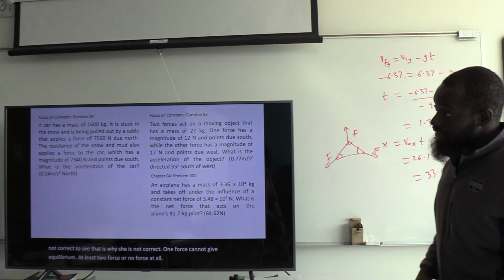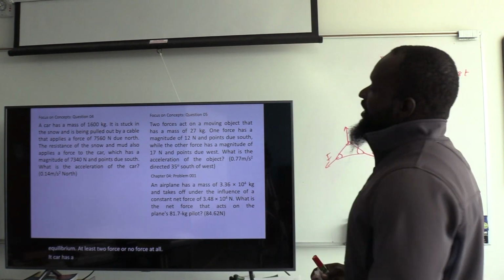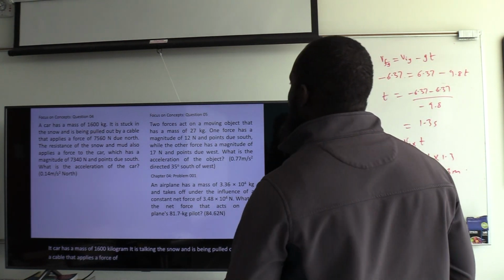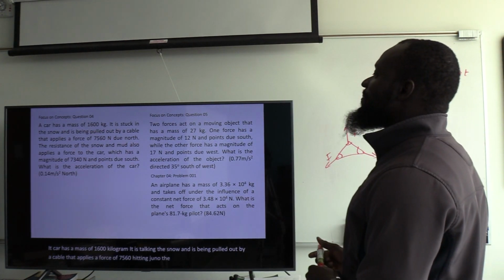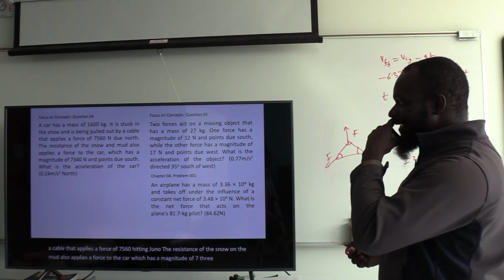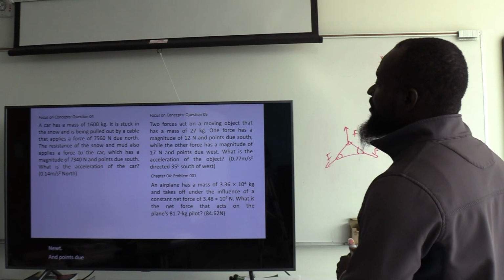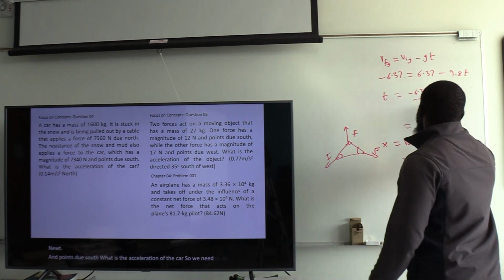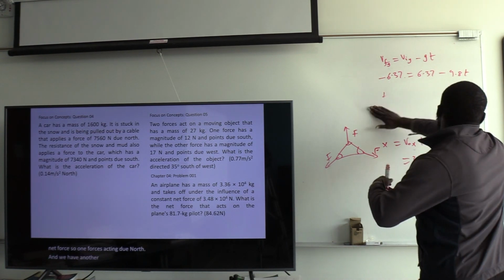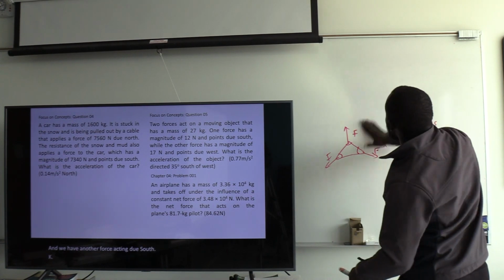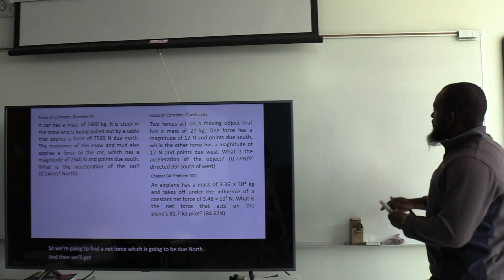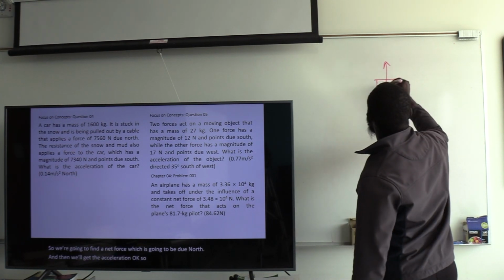Next. A car has a mass of 1600 kilograms. It is stuck in the snow and is being pulled out by a cable that applies a force of 7560 Newton due north. The resistance of the snow and the mud also applies a force to the car, which has a magnitude of 7340 Newton and points due south. What is the acceleration of the car? So we need to do the net force. So one force is acting due north, and we have another force acting due south. Okay? So we're going to find a net force which is going to be due north. And then we'll get the acceleration, okay?